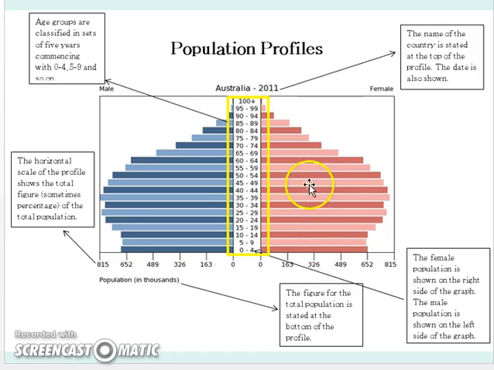The female population, again, is shown on the right side. The male population is shown on the left. And then you have the numbers at the bottom, right? This x-axis. And the x-axis is the total number of people. Sometimes it's seen in a percentage in that population, and it's represented in the thousands, right? So make sure you label all these parts of the population pyramid.